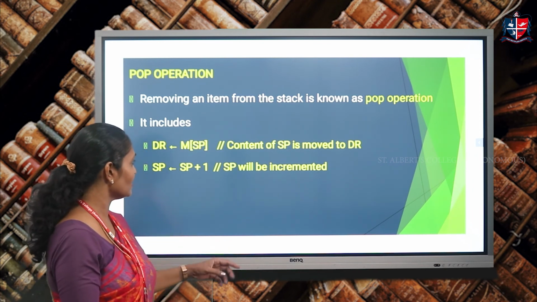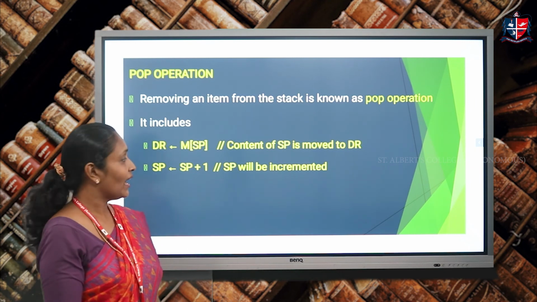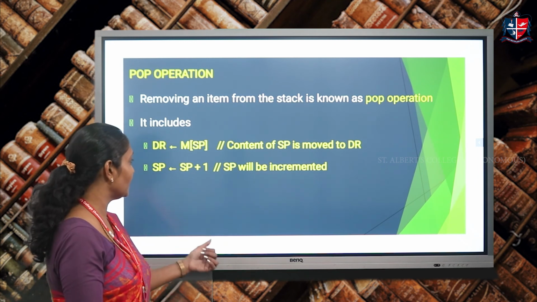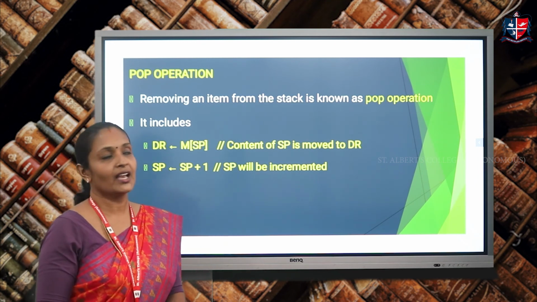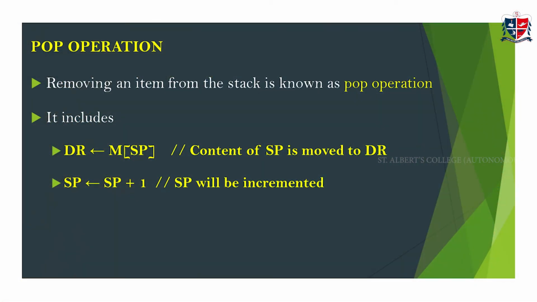And we can write like this: the content at the stack pointer has to be shifted to the data register, and the stack pointer value will be incremented by 1. That is, SP gives SP plus 1. In this way, we can perform the pop operation. That is, we can easily remove an element from the stack.